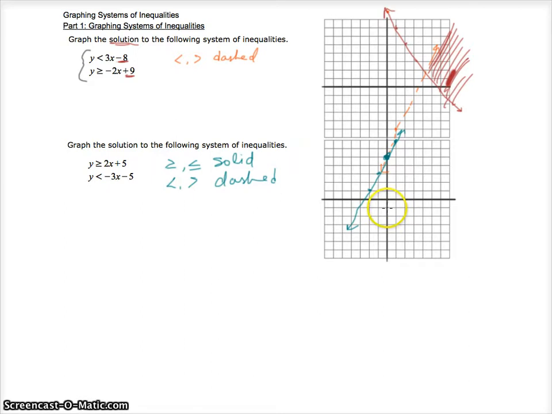So minus 5. 1, 2, 3, 4, 5. And it's negative 3, which runs off my graph, so I'm going to go up 3 over 1 to create my negative slope. Do it one more time. And this is going to be a dashed line, so I'm going to go ahead and dash it.